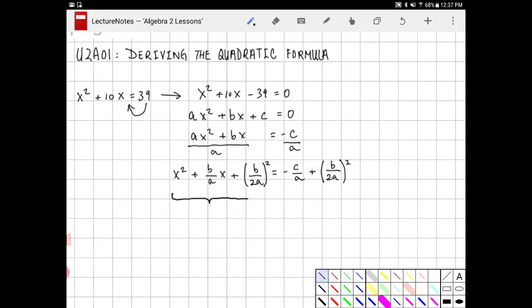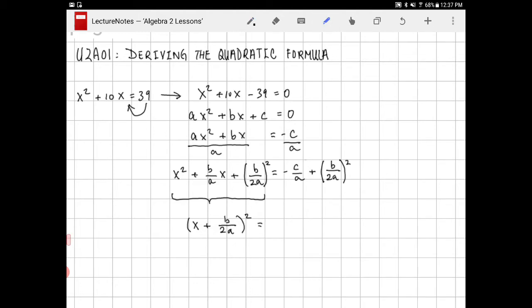This expression on the left is in fact a perfect square. If you recall, when we did factoring and multiplication of polynomials in the previous unit, this is actually a perfect square, and it can be re-expressed as x plus b over 2a quantity squared. The right-hand side, I didn't do anything to it yet, so it gets rewritten to look like this.